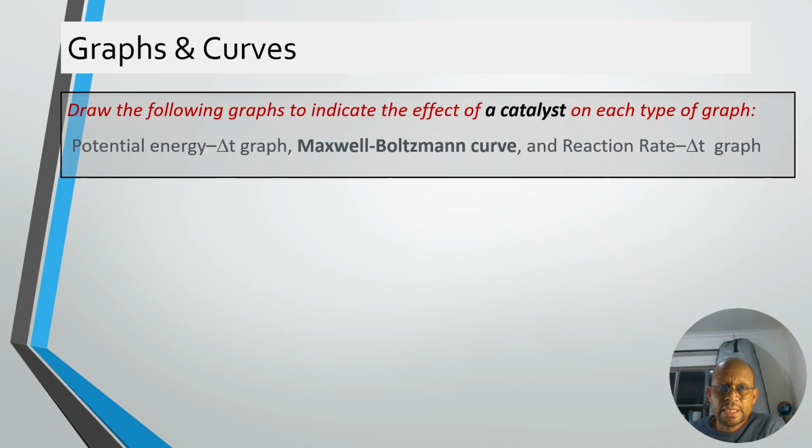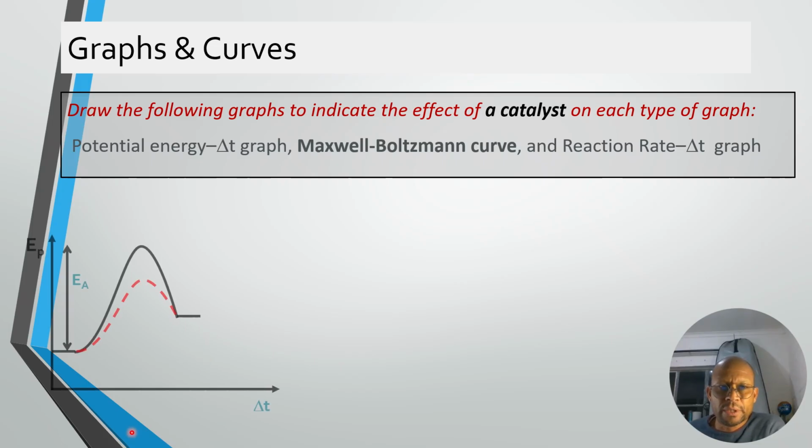Okay, so let's go to a few graphs and see how we can use these graphs and see what the effects of the catalyst is on each type of graph. Now, they ask us to look at the potential energy time graph, a Maxwell-Boltzmann time graph, and a reaction rate time graph. Not too difficult. We're going to go step by step through these ones.